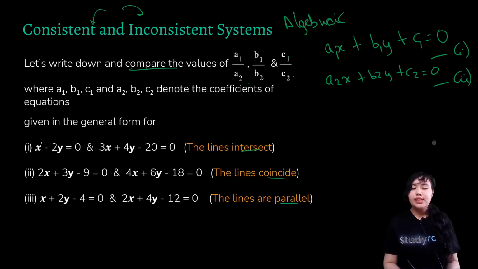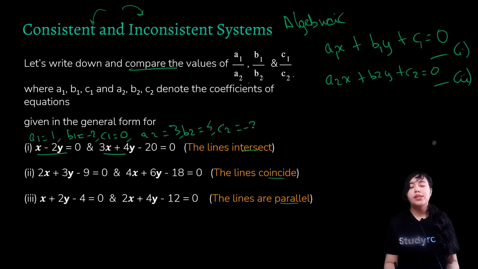So let me take this first system. Here, compare this with the first equation over here. So you'll get to know that a1 is 1, b1 is minus 2, c1 is 0. Compare this with this equation over here. So you'll get a2 as 3, b2 as 4, c2 as minus 20.